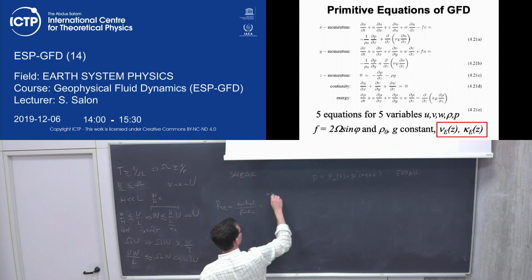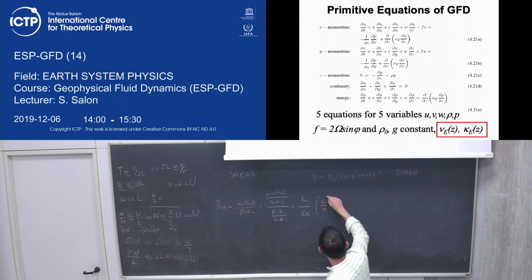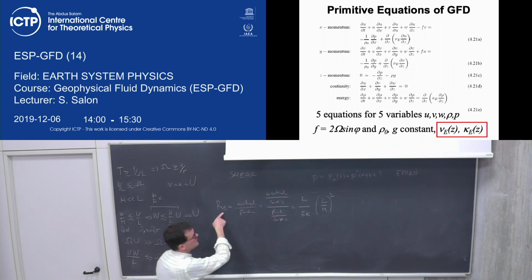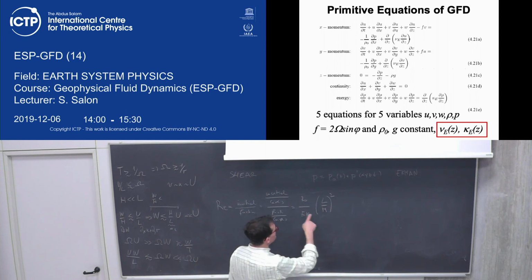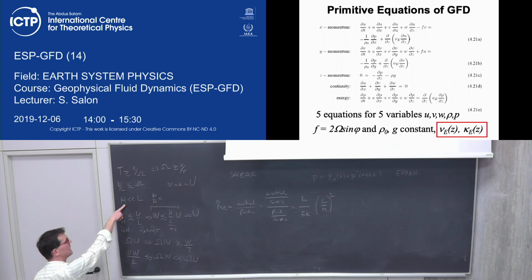So since before we considered inertial or advection over Coriolis, and friction over Coriolis: inertial over Coriolis is Rossby, and this is Ekman. The only difference, if we take, is the aspect ratio, because Ekman depends on H and Rossby depends on L. So if we consider the Reynolds number, it scales like Rossby over Ekman multiplied by this factor. But L is much larger than H.